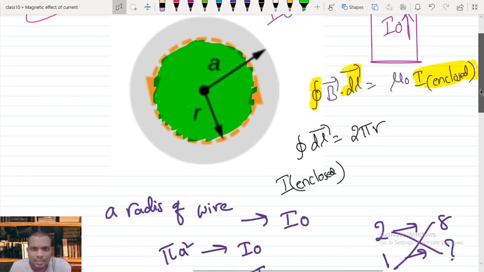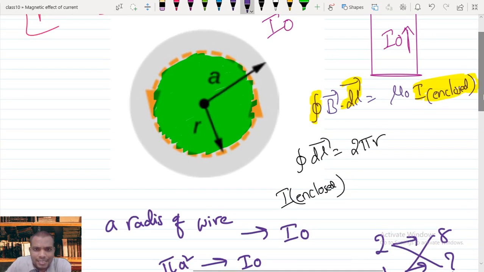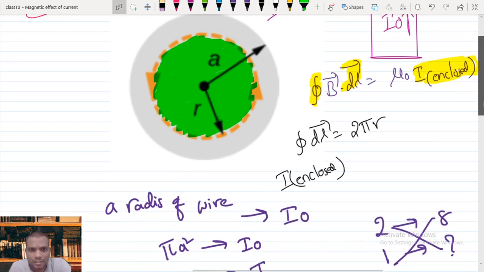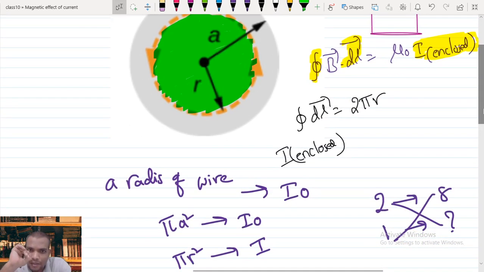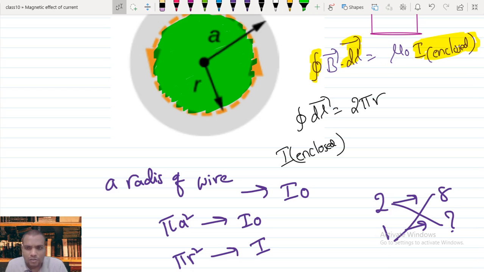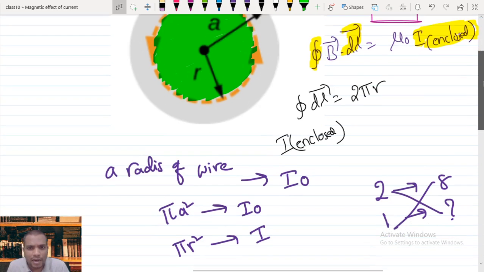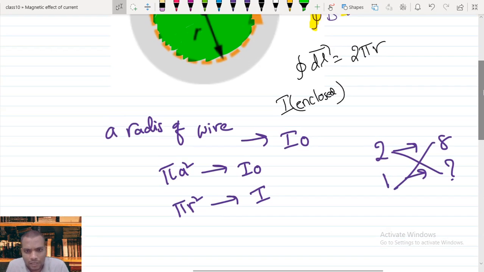Similarly here, through radius a, the area of the conducting wire is pi a square, and through pi a square, I naught amount of current is flowing. But I don't want the entire area. We want the point where we consider a radius of r. Since it's also a circle, the circle area is pi r square. So through my Amperian loop of area pi r square, what is the amount of current flowing? Now here is what I need to find.